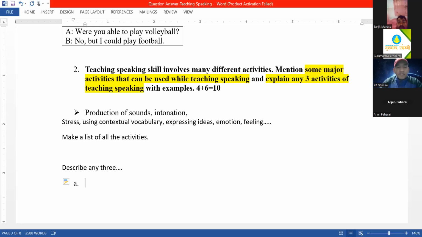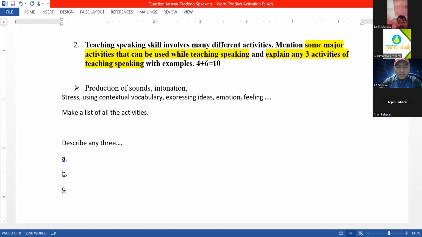And for example, number one, you make a list of A, B, C, so many activities are there you have gone through. So that's why you make a list of all.